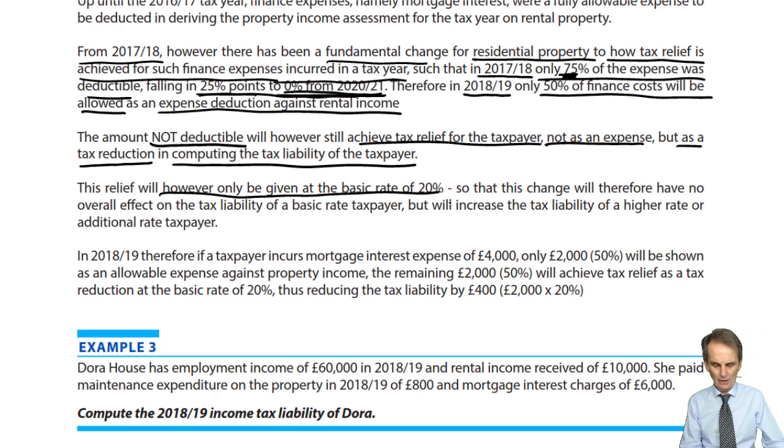So what's going to happen is, instead of allowing all of the finance expense as an expense figure in the 2018-19 tax year, only half of it will be allowed as a deduction against income. The remaining half, at 20% basic rate of income tax, will then be a tax credit to be deducted after calculating tax at basic rate, higher rate, additional rate, whatever you might be. You'll then take away this interest relief, this tax reduction, this tax reducer, that will be that remaining 50% of the finance expense at 20% basic rate relief.